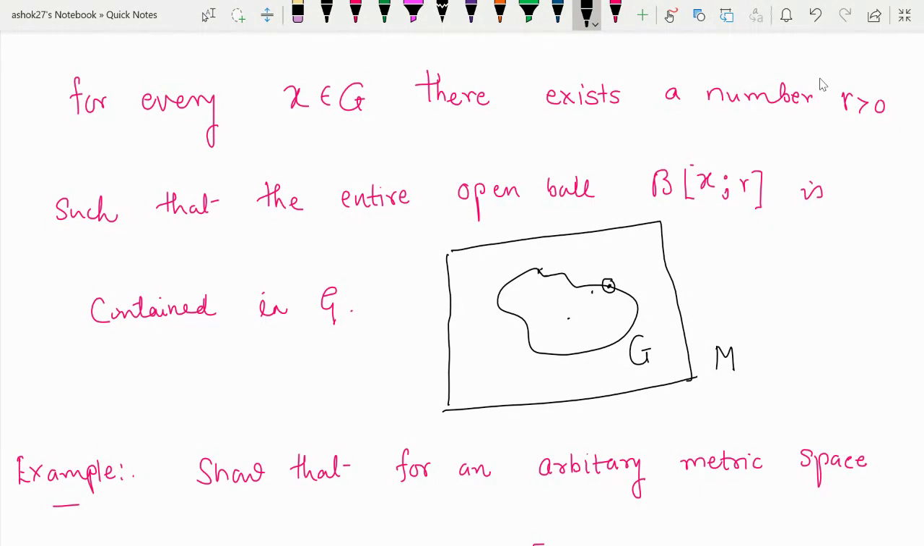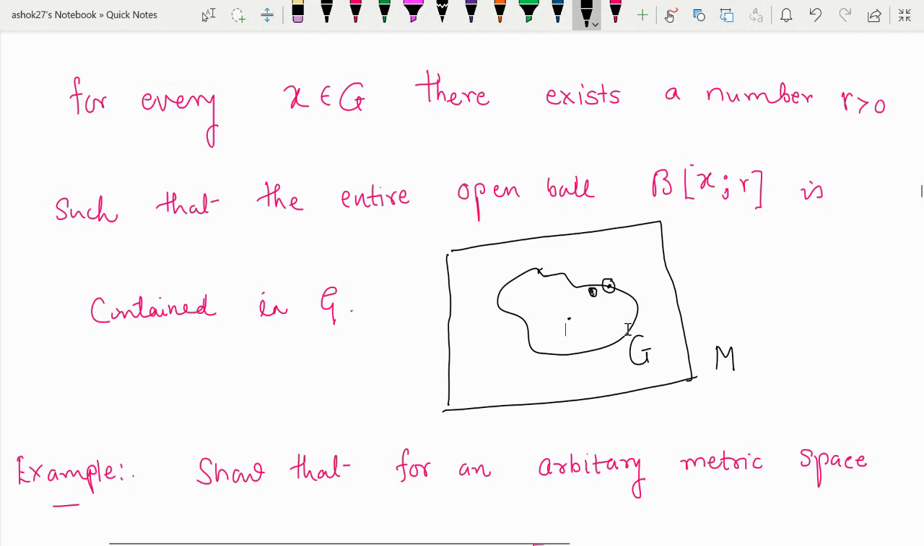So when we say G is open, for every x belonging to G, there exists a number r greater than 0 such that the entire open ball about point x with radius r should be contained in G. Meaning the whole open ball should lie in G. If the point is here, you can take that real number very small, and by taking that small real number, you can draw an open ball about x, which will totally lie in G. So these boundary points will surely not lie in G if G is open. This is the basic definition of an open set.